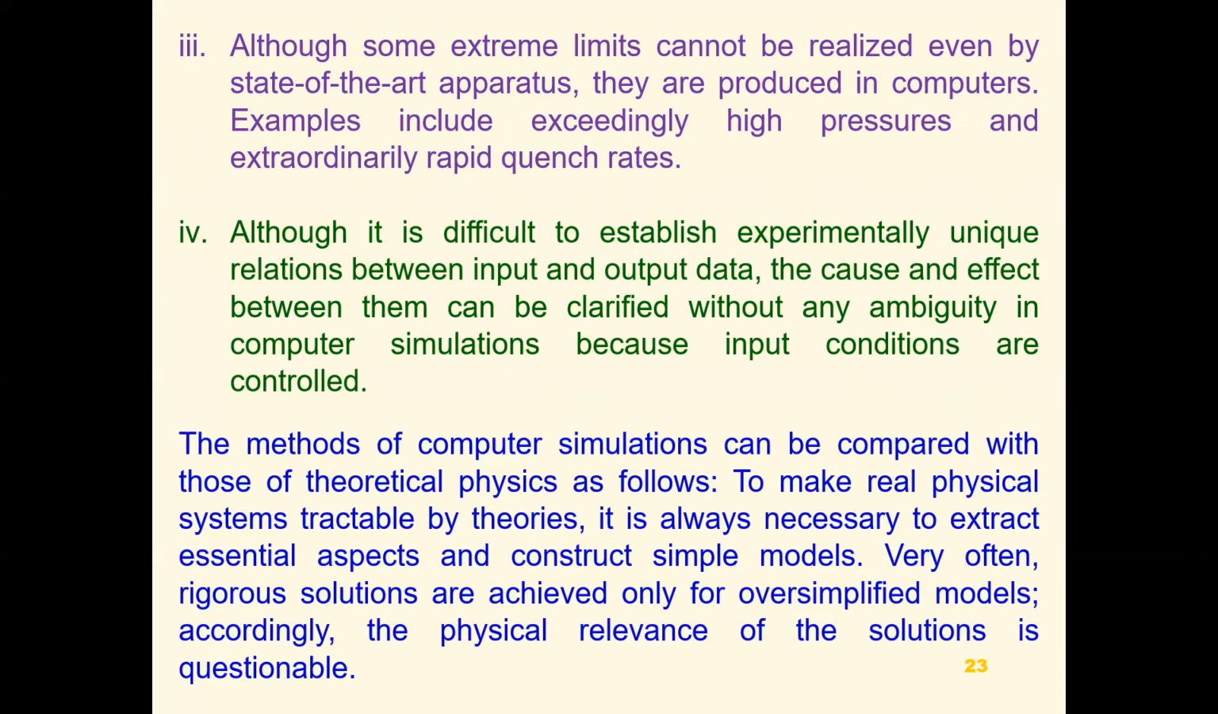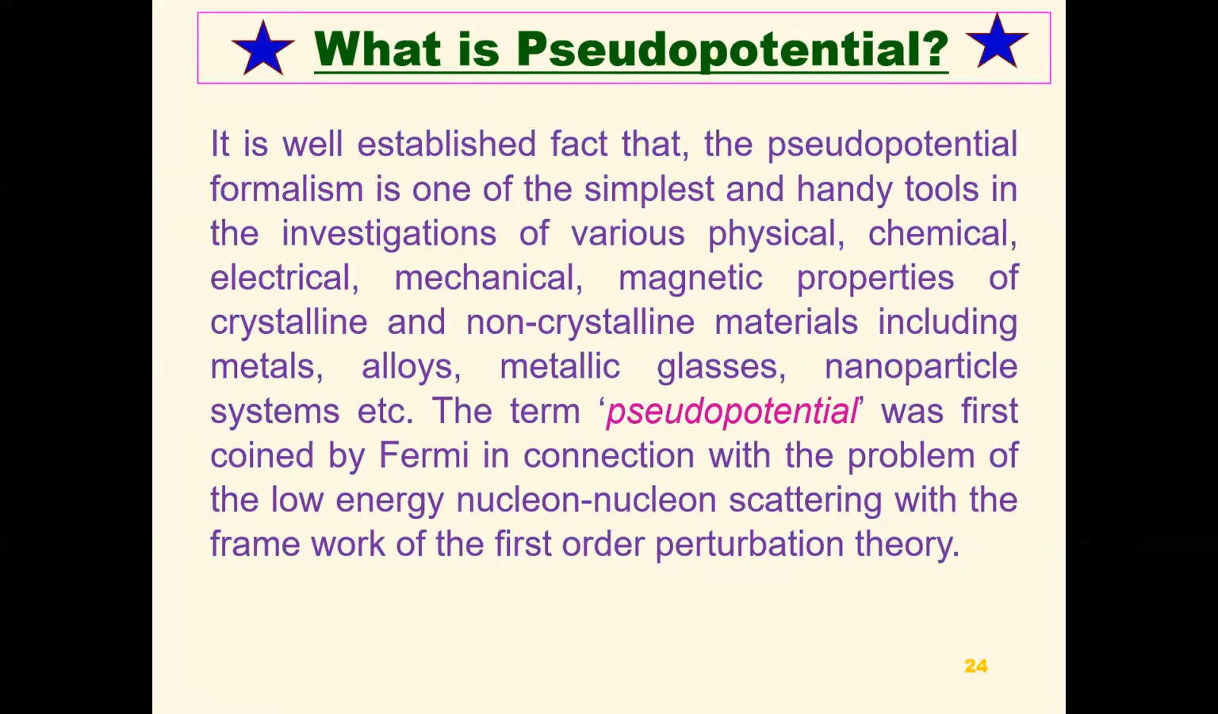So the methods of computer simulations can be compared with those of theoretical physics as follows. First, to make real physical systems tractable by theories, it is always necessary to extract the essential aspects and construct simple models. Very often, rigorous solutions are achieved only for oversimplified models, and accordingly, the physical relevance of the solutions is questionable. Now, the next one is what is pseudopotential.